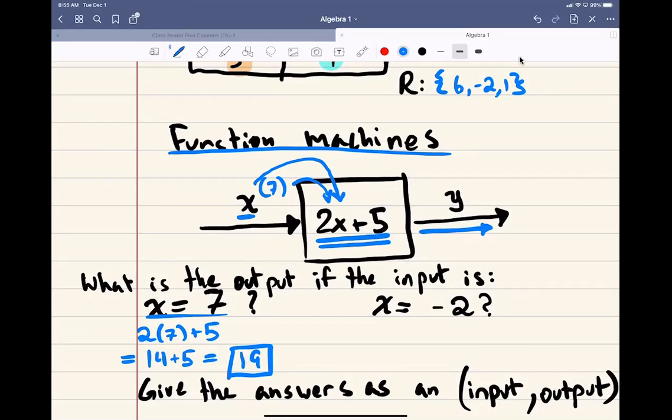All right, so what is the output if the input x equals -2? So instead of having 7 here, we're going to have -2. And I'll put that in red. And you're plugging that in for all the x's in here. So you're going to have 2 times -2 plus 5. What does that equal? 2 times -2 is going to be -4, plus 5, which is going to give us the answer of 1.